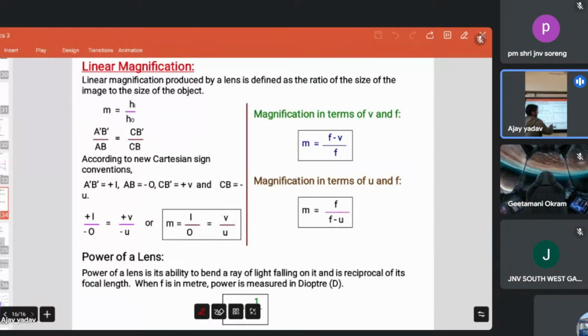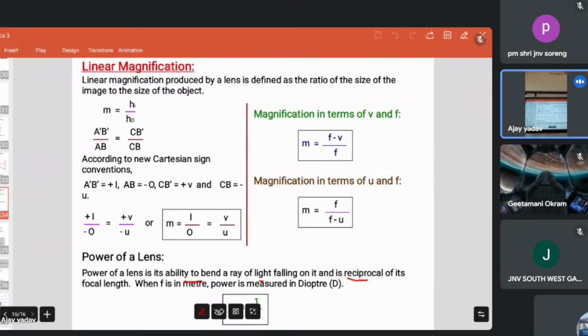Power of a lens is its ability to bend a ray of light falling on it, and it is the reciprocal of its focal length. Okay. What is power? Power is the ability of a lens. What does a convex lens do? A convex lens converges the rays of light. A concave lens diverges. So what is the power? How much they converge, how much they diverge.